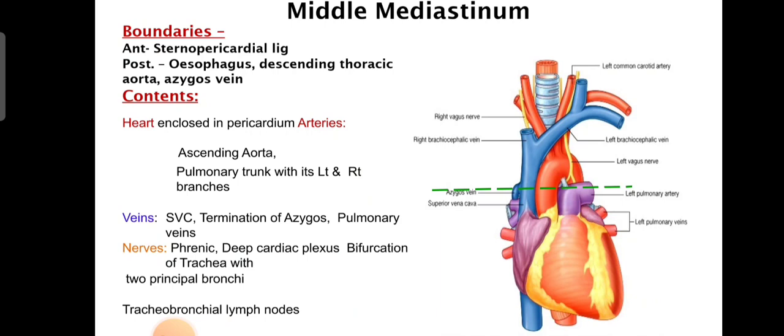Contents are the heart, which is enclosed in the pericardium, and its main vessels, that is the ascending aorta and pulmonary trunk with its right and left branches. Then we have veins: superior vena cava, termination of azygous, and pulmonary veins. We have nerves like the phrenic and deep cardiac plexus, with the bifurcation of the trachea and tracheobronchial lymph nodes.